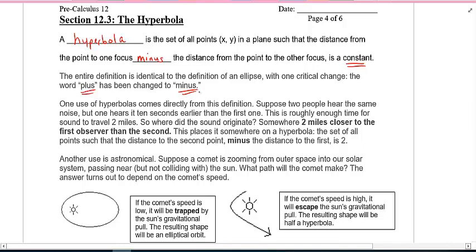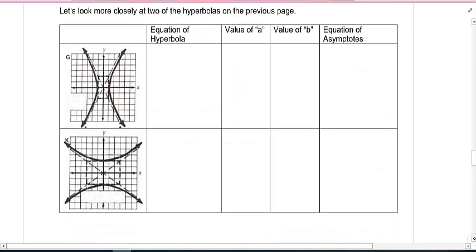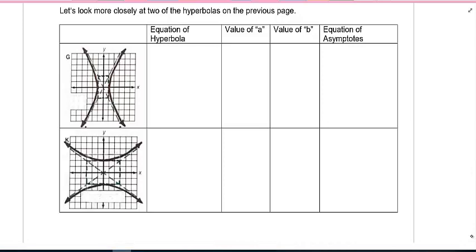You can read through this yourself. This is trying to show you where the concept of a hyperbola came from and how it could be applied. But to save some time in the video, I'm just going to fill in this. Let's focus on these two hyperbolas, G and K. I want us to look at the equation of the hyperbola, the value of A, which is the expansion in the horizontal, the value of B, and also think about something called the equation of the asymptotes, those dotted lines.